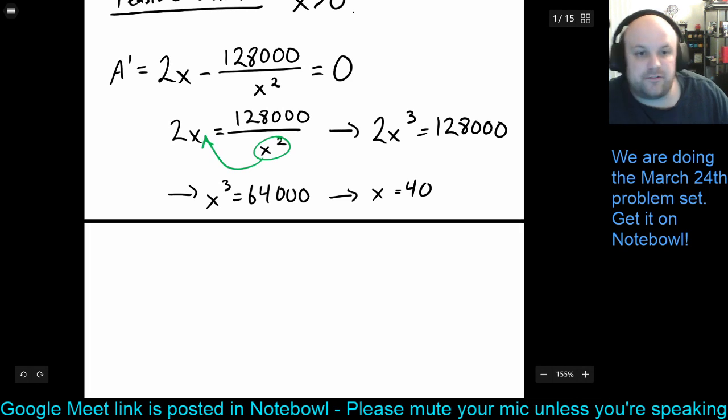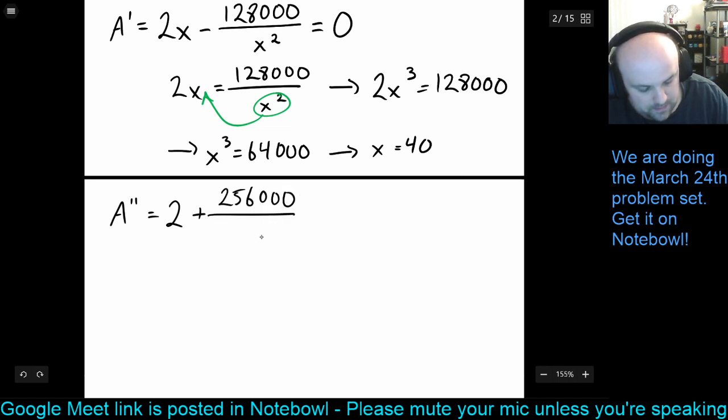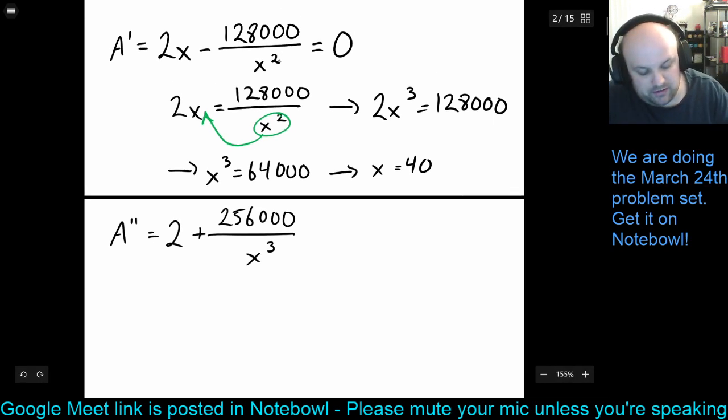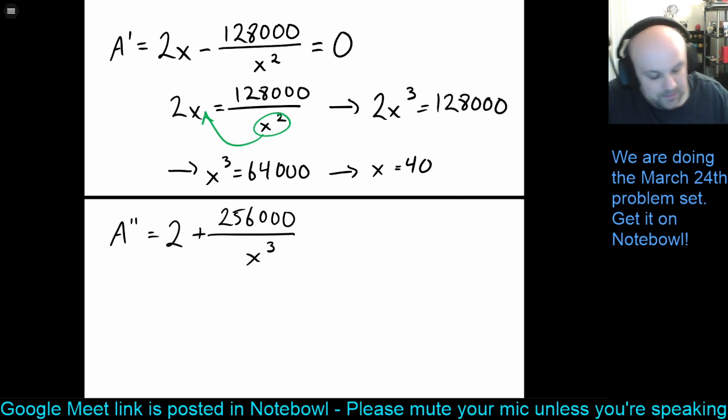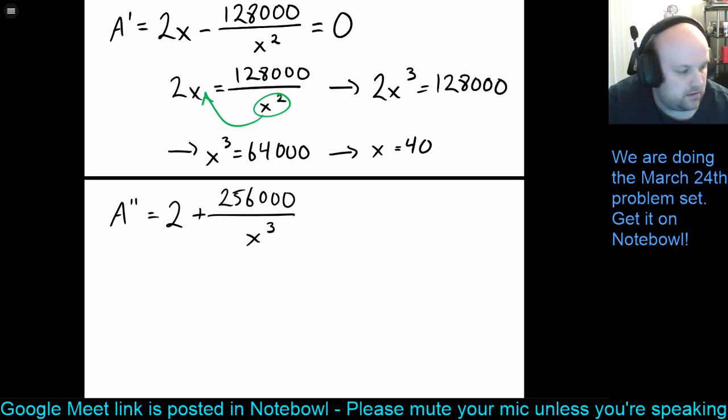So we can use the first derivative test. We can also use the second derivative test on this. So let's find f double prime. This is going to be 2, plus 256,000 over x cubed, right? Because when we do the derivative here, we get a -2 times this. So now we want to figure out, well, which one is it?